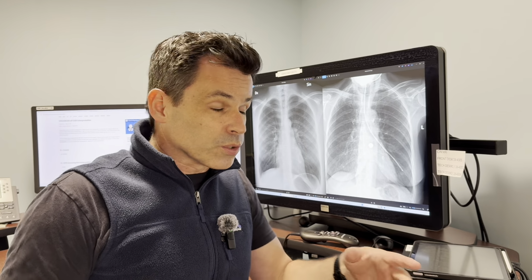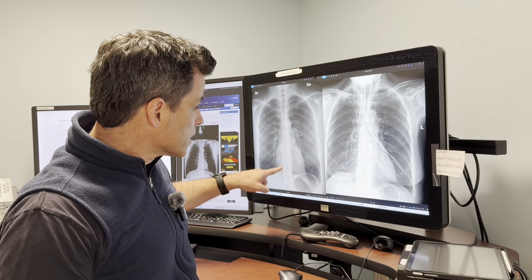Now you have to look also at the quality of the study. Are you looking at a portable that was taken at a hospital bed, or are you looking at a nice high quality PA projection? You need to look at the exposure of your image. You're looking to see how well you can see vertebral bodies through the cardiac silhouette. This tells you whether or not you're going to be able to see details in the lungs very well or not at all.